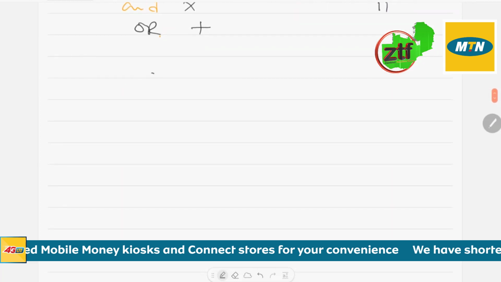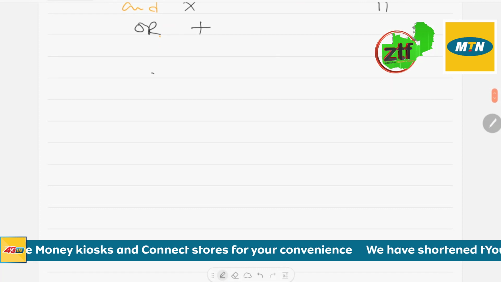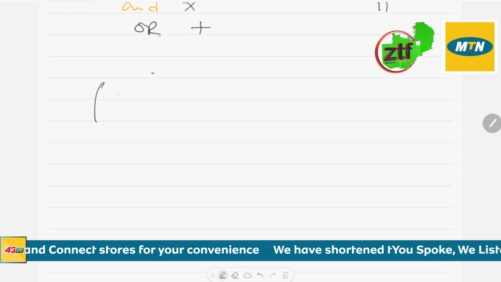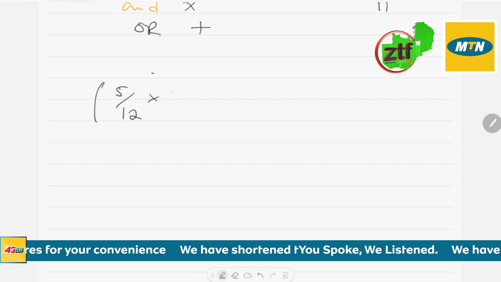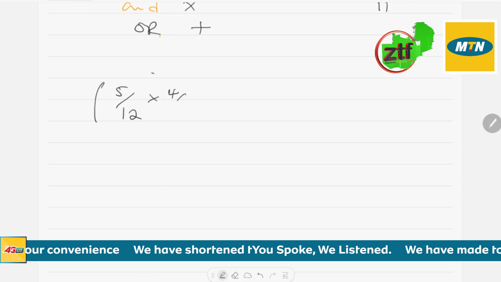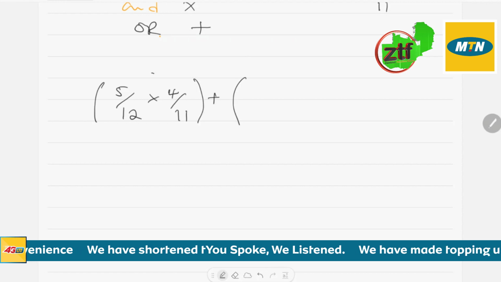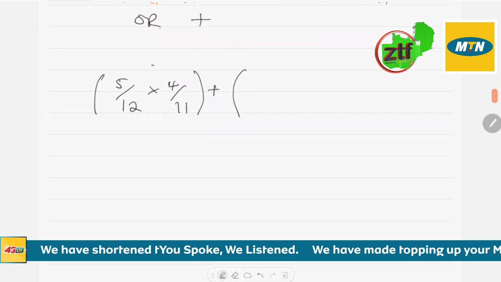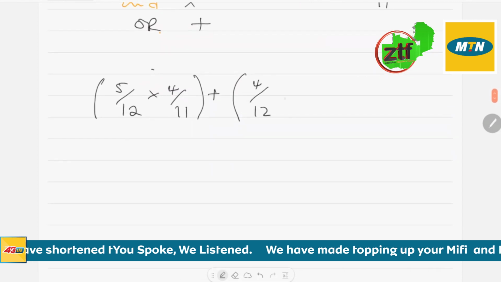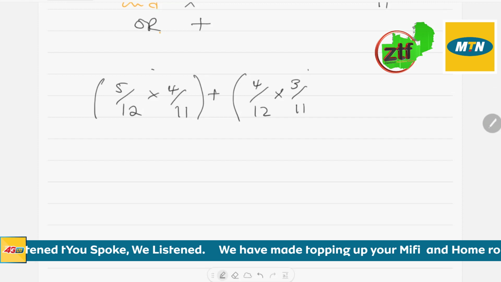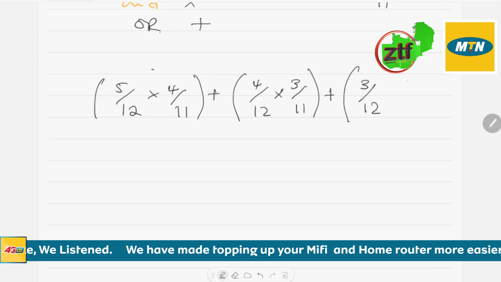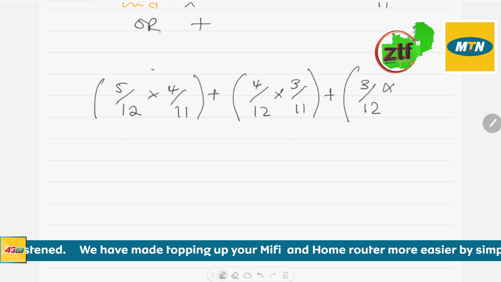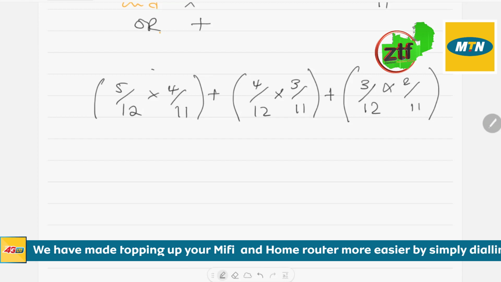So the probability of selecting pieces of chalk of the same color, we can pick white and white. So white and white will give us 5 over 12 multiplied by 11. Then we can pick blue and blue, which is 4 over 12 and 3 over 11. Then plus yellow and yellow, we have 3 over 12, then multiplied by 2 over 11.